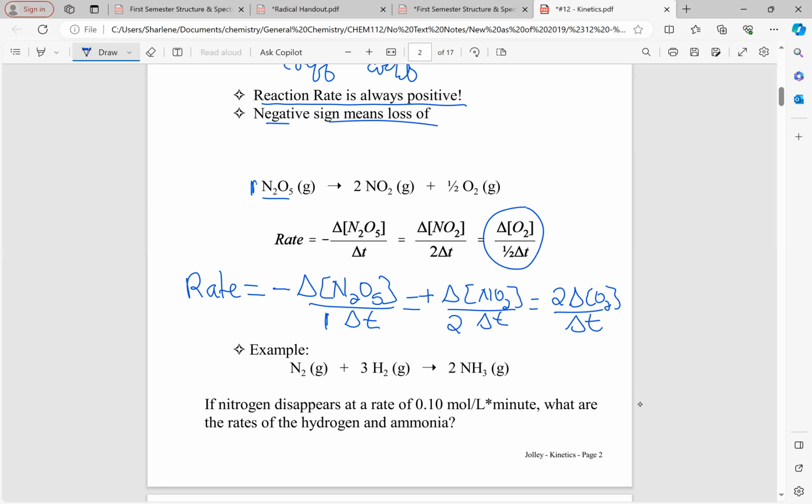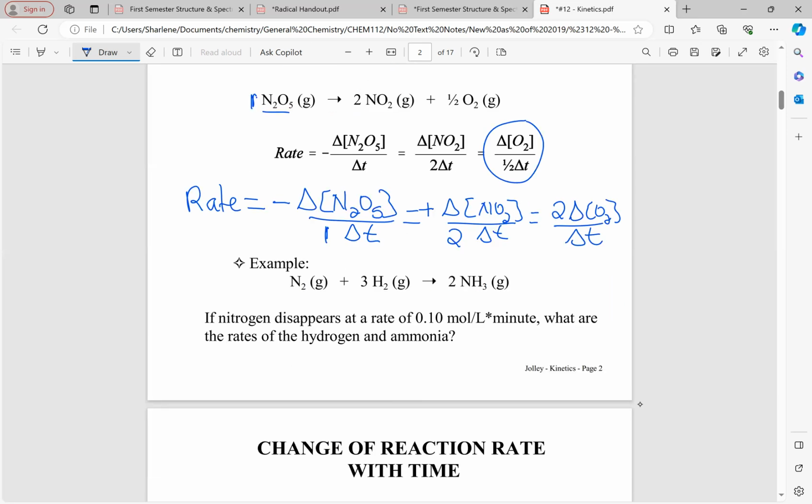Now we need to be able to put some numbers with it, okay? We need to put some numbers with it. So here's my equation. 1 nitrogen plus 3 hydrogens goes to 2 ammonias.